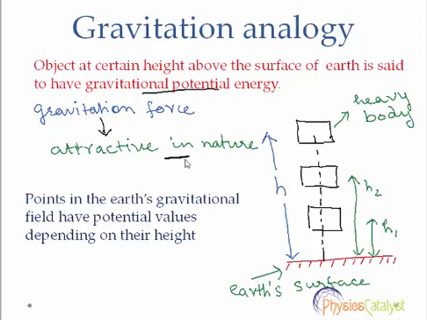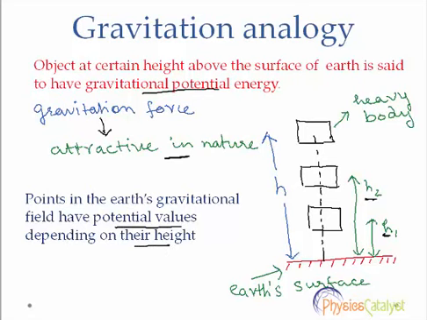Again, we know that gravitational force is a force of attraction between Earth and weighted bodies. So a heavy body tends to move under the force of attraction of Earth from a point of greater height, say h2, to one of lesser height, say h1. Here we can say that points in the Earth's gravitational field have potential values depending on their height.